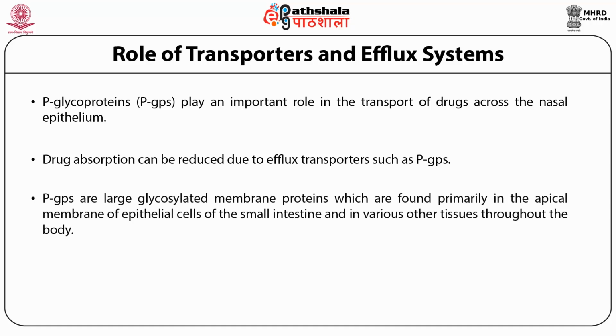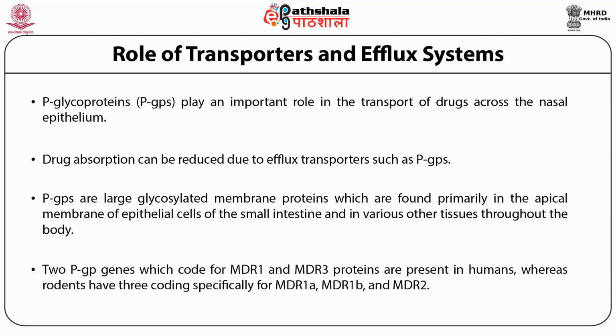P-glycoproteins, acronymed as PGPs, are large glycosylated membrane proteins which are found primarily in the apical membrane of the epithelial cells of the small intestine and in various other tissues throughout the body. The two PGP genes which code for MDR1 and MDR3 proteins are present in humans, whereas rodents have three, coding specifically for MDR1A, MDR1B, and MDR2.